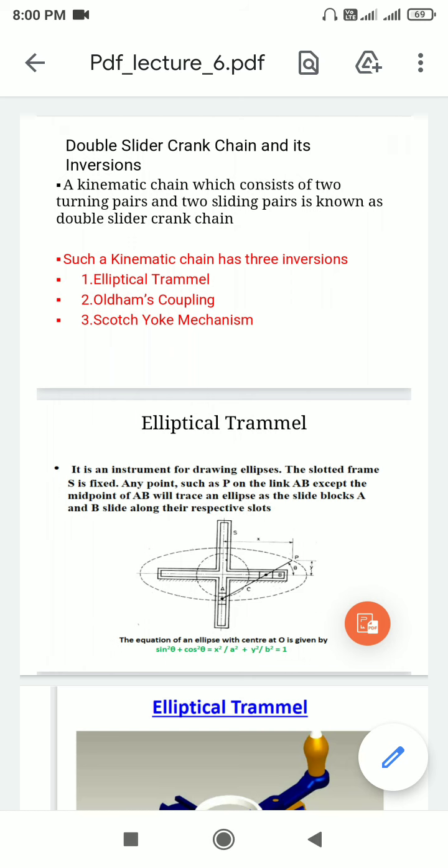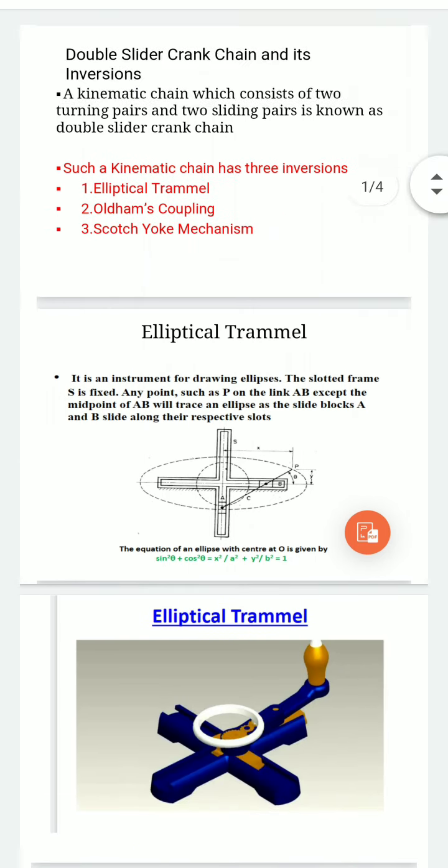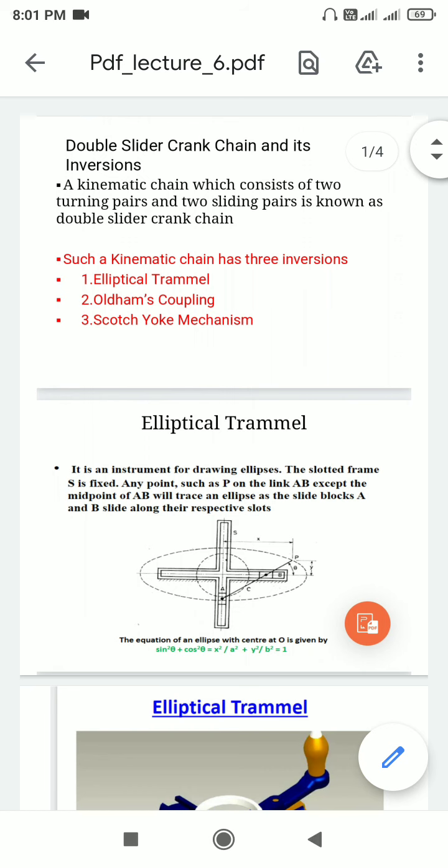So in this session, I am going to discuss the double slider crank chain and its inversions. So what is a double slider crank chain? A kinematic chain which consists of two turning pairs and two sliding pairs is known as a double slider crank chain. It should have four links as usual, with two turning pairs and two sliding pairs. Then the mechanism is known as a double slider crank mechanism or double slider crank chain.